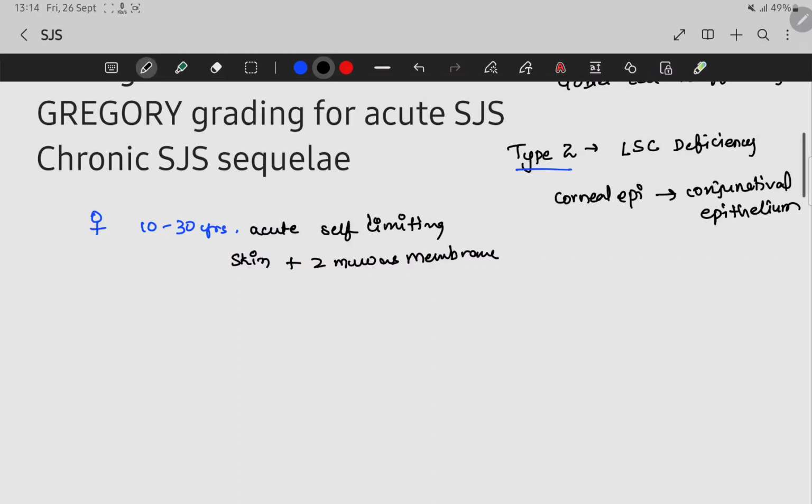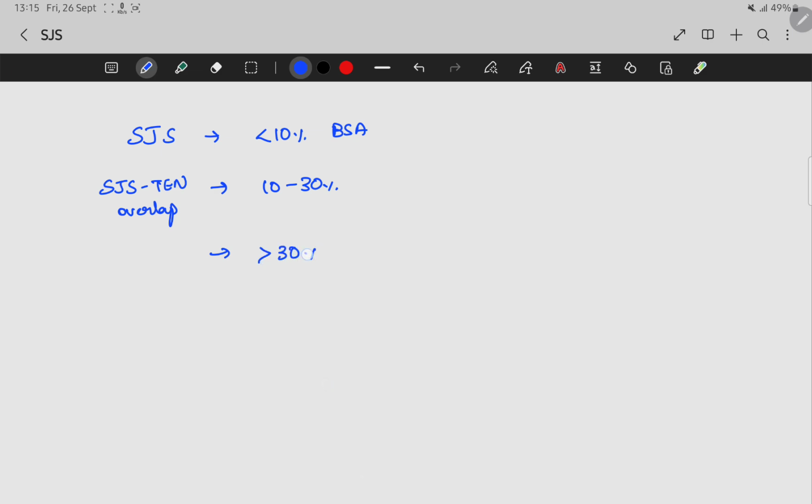Based on the disease spectrum, it can be divided into Stevens-Johnson syndrome, SJS, if it is involving less than 10% of the body surface area, and SJS-TEN overlap, that is 10 to 30% of the body surface area. If it is above 30%, it is called toxic epidermal necrolysis, that is TEN. And the mortality rate is almost 1 to 5% in SJS, while it is almost 25 to 40% in case of TEN.